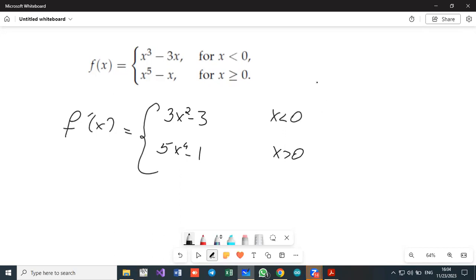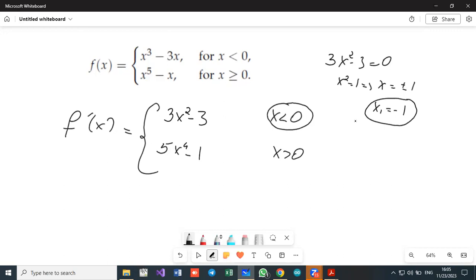So f prime equals 0, which means either 3x squared minus 3 equals 0. This means x squared equals 1, so x is plus minus 1. But since we are looking for negative x's at this point, we have x1 equals minus 1, a critical point. In the same way, we discuss the second component of the derivative: 5x^4 minus 1 equals 0.